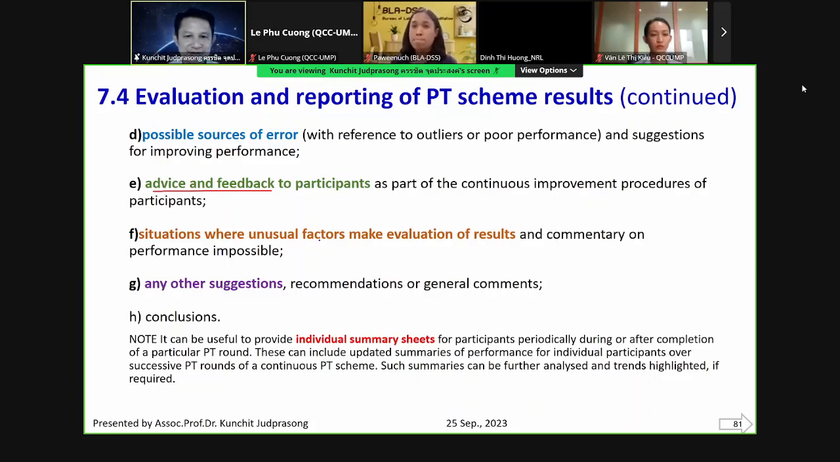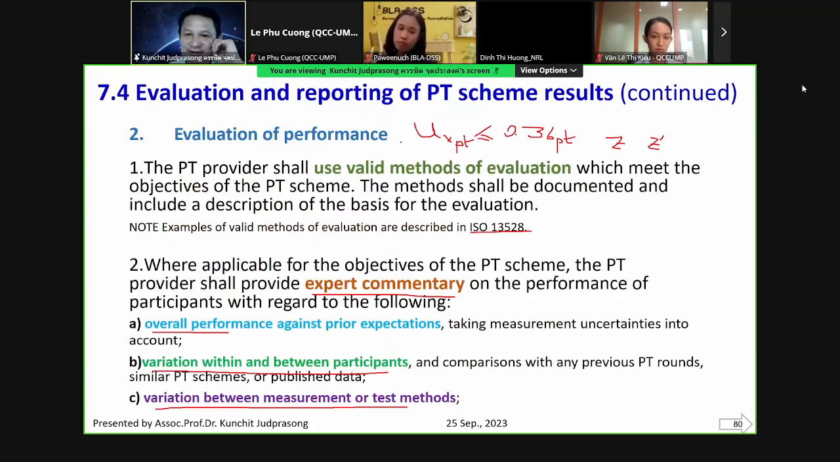Situation where unusual factor make evaluation of result and commentary on the performance impossible. Okay. The situation where unusual factor, I think about the example. Unusual factor, I don't know on this example. I never have experience on this situation where unusual factor make evaluation of the result. Usually we have uncertainty less than this, so we can evaluate.